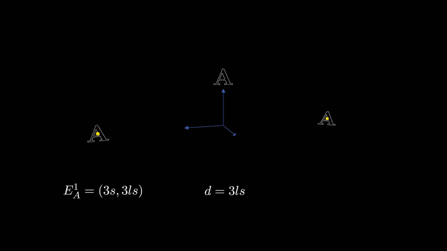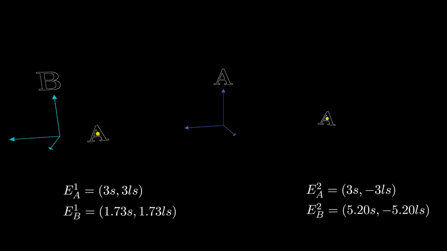The first event has the coordinates 3 seconds, 3 light seconds, and the second has these coordinates. Now, we can use the Lorentz transformation to calculate the time and spatial coordinates of these two events from the point of view of an observer B, who travels at 50% the speed of light. The result of that is shown here. And now you see something interesting. They do not happen at the same time anymore. The first observer will detect his photon sooner than the second observer.